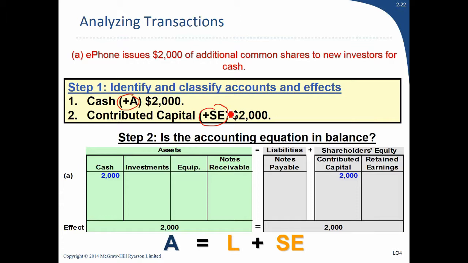And by $2,000, right? Now we have to check to make sure our accounting equation is in balance. Cash, $2,000. Contributed capital, $2,000. Contributed capital or common shares are a shareholders' equity account. Assets, cash, are $2,000. Liabilities and shareholders' equity are $2,000. The accounting equation is in balance. It's not a coincidence.